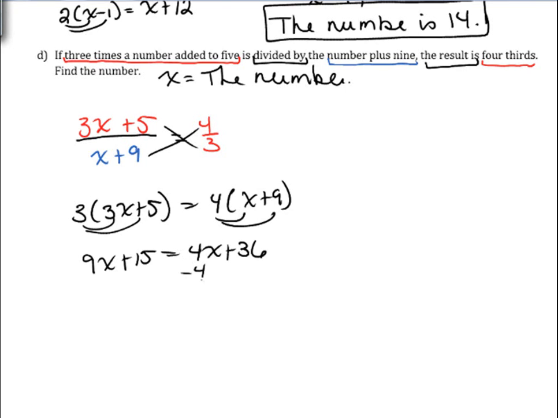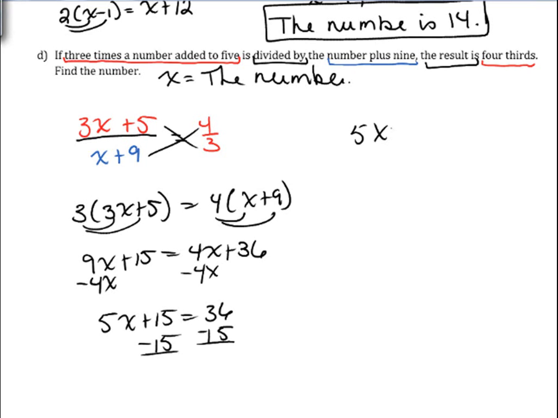Gather up the x's on the left, so we're going to subtract 4x from both sides, giving us 5x plus 15 equals 36. Next, we want to subtract 15 from both sides. That gives us 5x equals 21, and then divide both sides by 5. We get x is equal to 21/5.